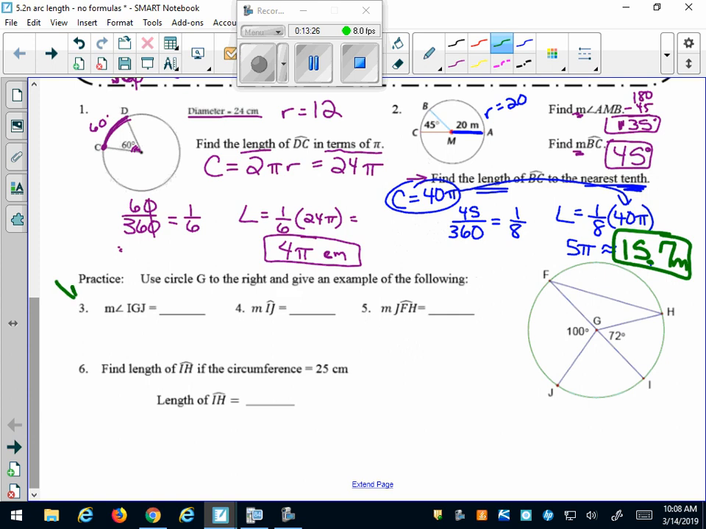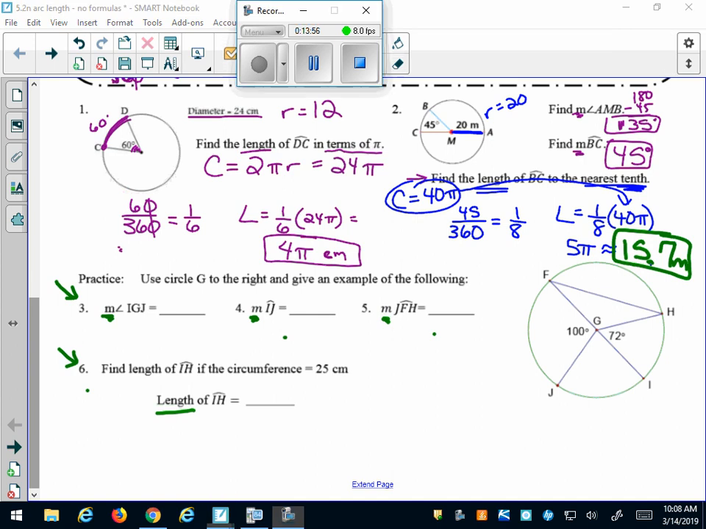Okay, you guys try 3, 4, and 5, and then move on to 6 when you're done. I'm going to walk around and make sure you're on the right track. Notice this little M, this little M, this little M. All of these answers are in degrees. This first one is asking for measures of degrees, angle and arcs. Then number 6 says length. So that's when you're going to do the fractional part of the circumference.